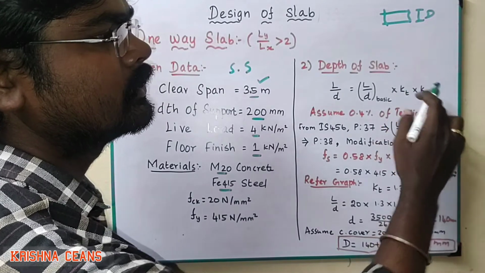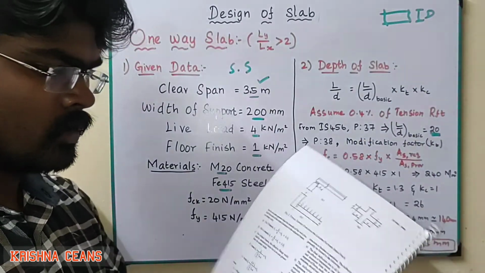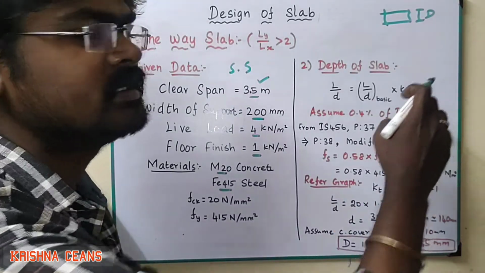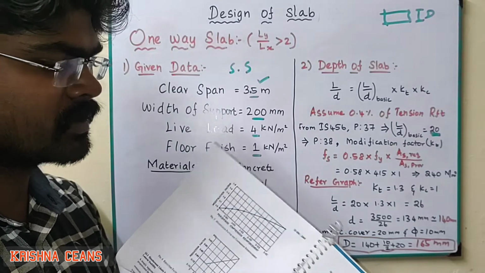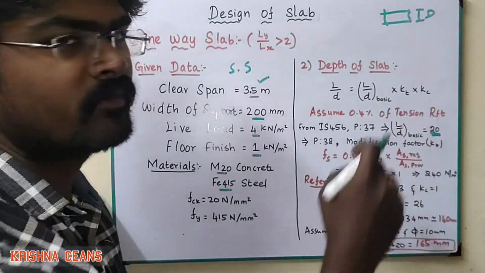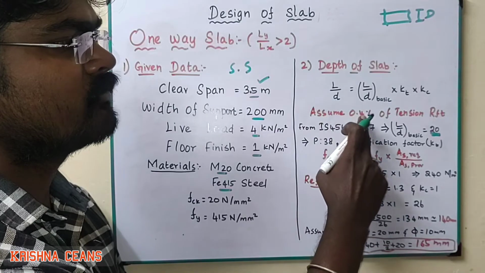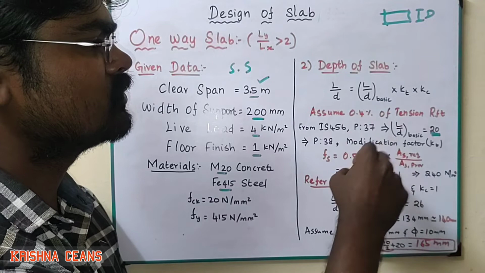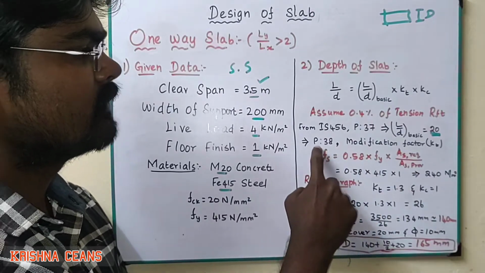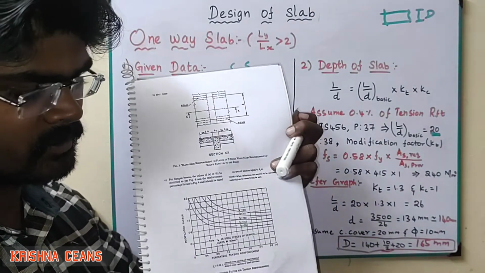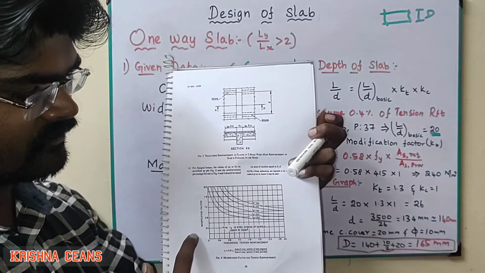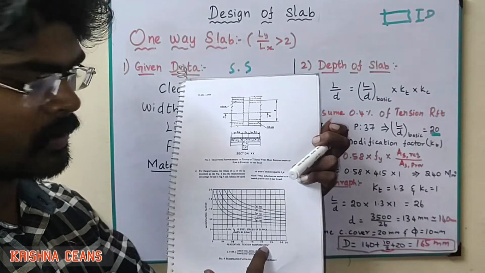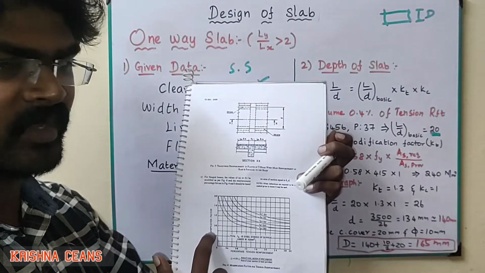Then KT into KC. KT is nothing but the tension reinforcement modification factor, then KC is the modification factor for compression reinforcement. Here we assume 0.4% of tension reinforcement. For that we have to refer to page number 38, this graph. In this graph, the x-axis gives the percentage of tension reinforcement and the y-axis gives the modification factor.